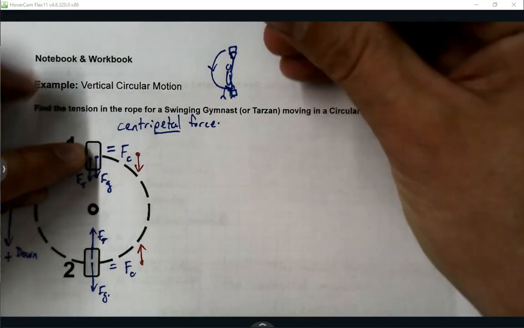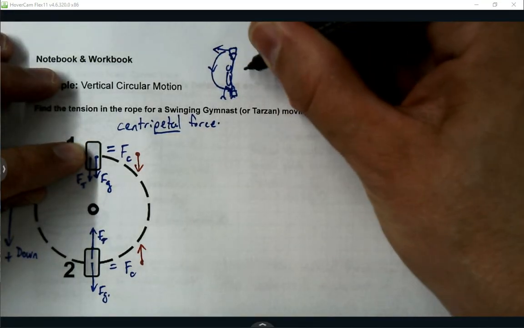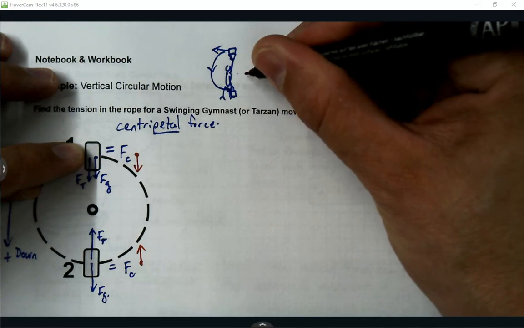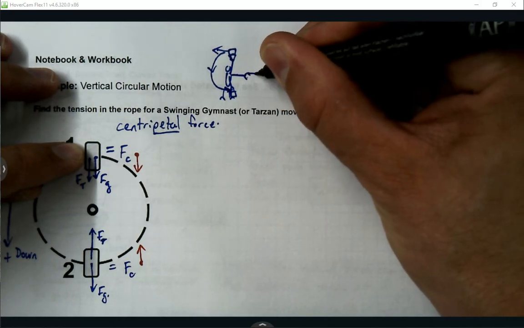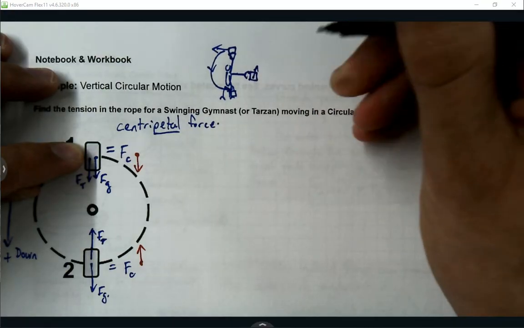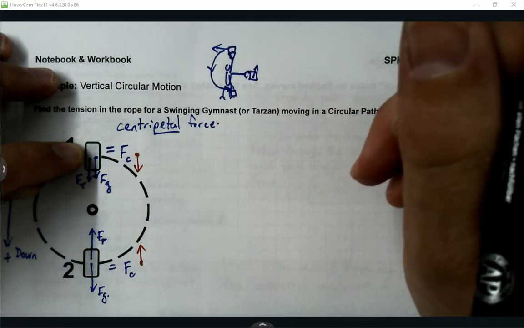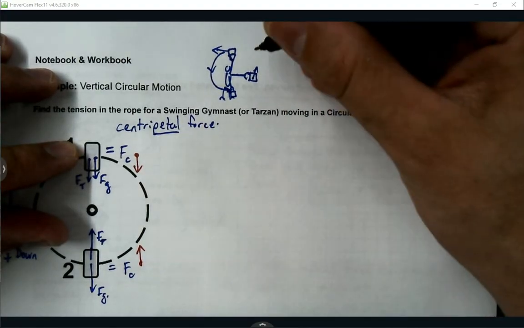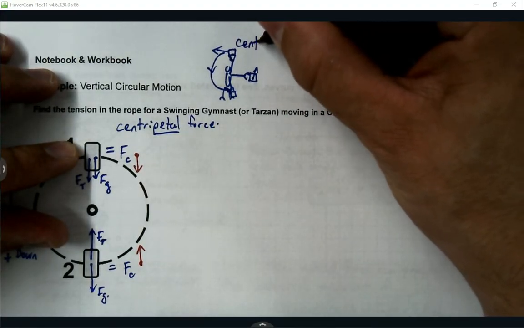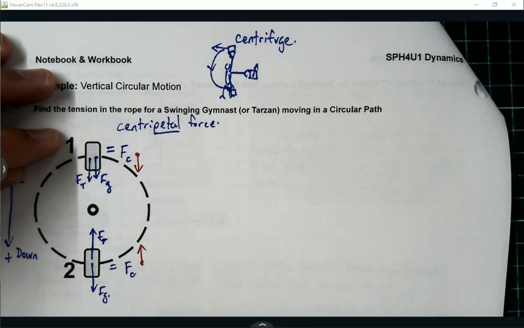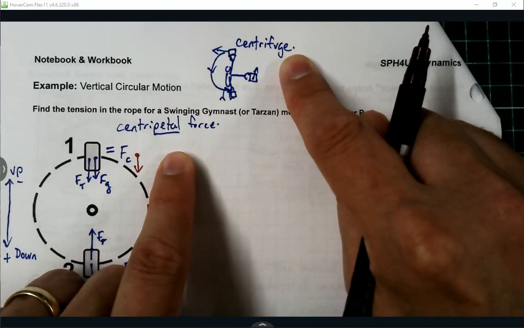At any given moment, that water wants to keep on going off tangentially, and that inertia, as I swing it into the position where it's here, keeps that water constantly wanting to go in a direction that presses it up against the bottom of the bucket. That's due to what we call the centrifugal effect, and that's not to be confused with centripetal force.